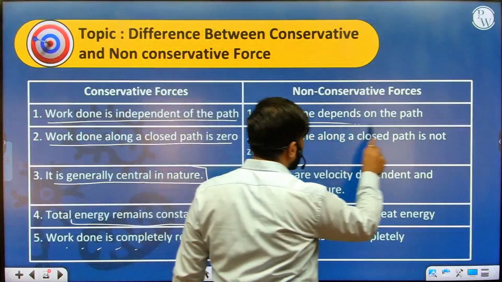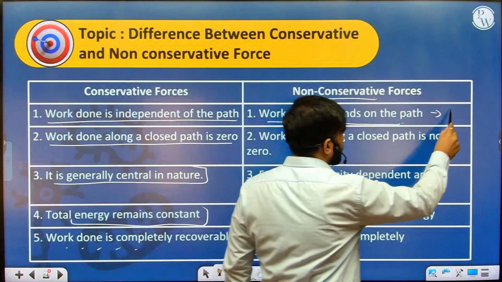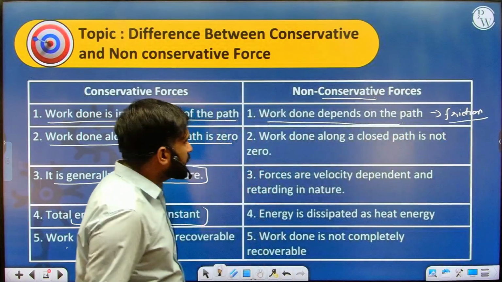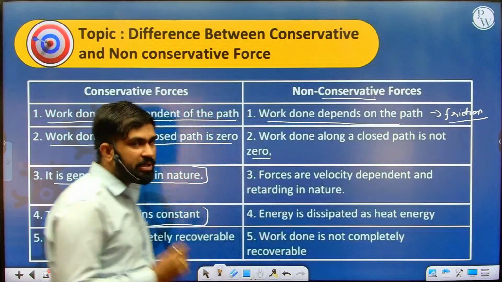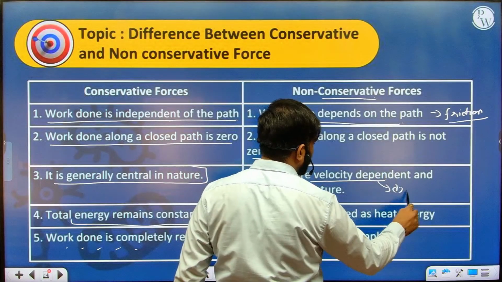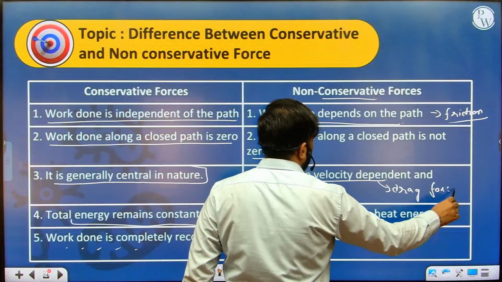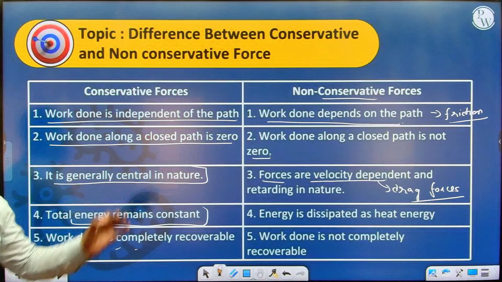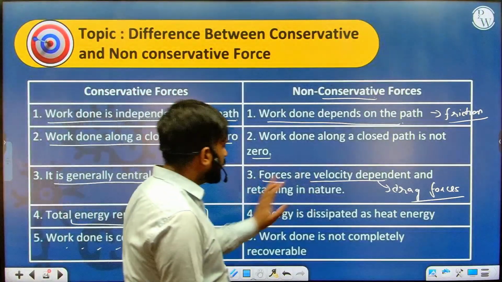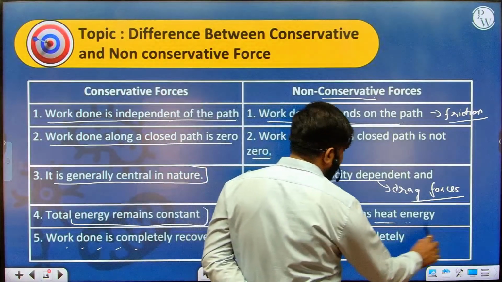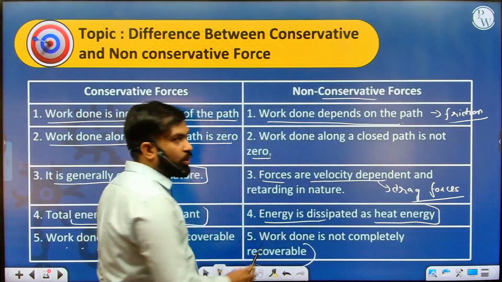Here the work done depends upon the path, non-conservative forces like friction, the drag force and all other sorts of forces. The work done along the closed path is not 0, definitely it depends upon the path. Forces are velocity dependent like the drag force, the viscous forces. So any force which depends upon the motion, the velocity, and such kind of forces are always non-conservative in nature and they are retarding in nature maximum times. The energy is dissipated as heat energy. The work cannot be recovered back. These are the conservative and non-conservative forces.